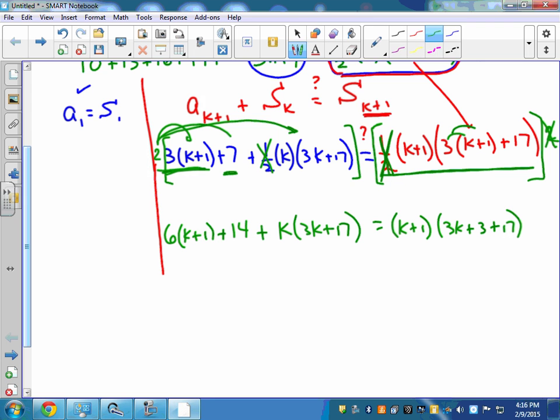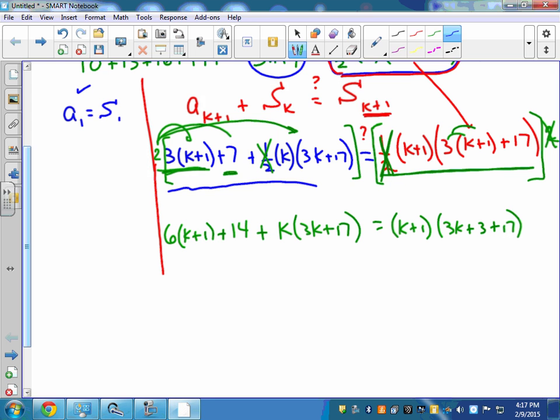If you don't want to do this, you could chase this down using common denominators. And on this side over here, this has a denominator of 1/2. You'd have to write this as 14 halves and write this as 6 halves times k plus 1. You could do that as well.